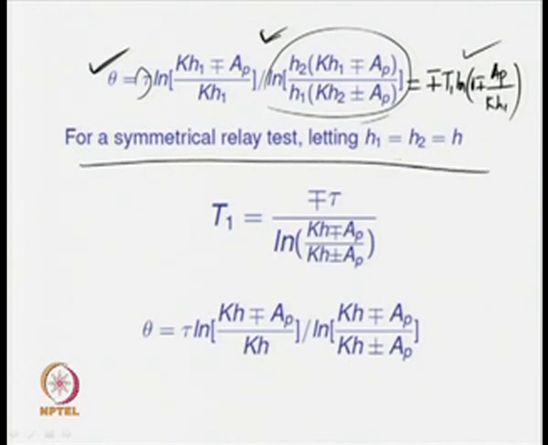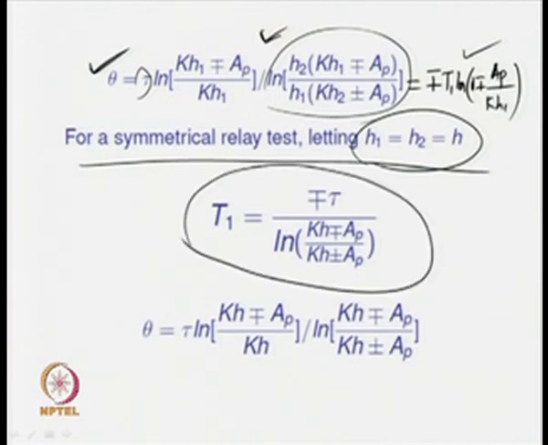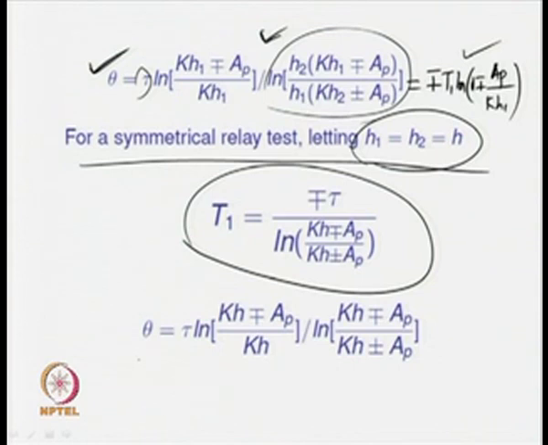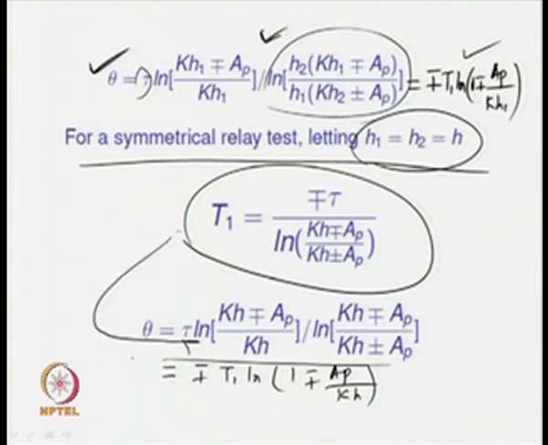H1 is equal to H2 is equal to H. Substitution of that will yield the explicit expressions in the form of T1 is equal to minus plus tau upon ln of Kh minus plus Ap by Kh plus minus Ap. Please take care of the minus plus minus, because the first order plus dead time process could be stable or unstable. Now, the second expression again can be rewritten in the form of minus plus T1 ln of 1 minus plus Ap by Kh, and upon substitution of this T1 you will get this full expression given by this.